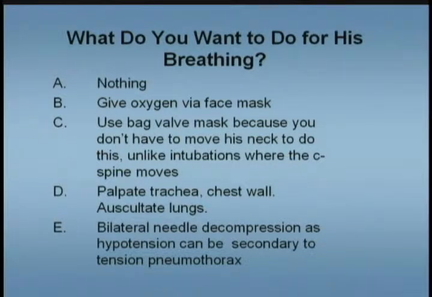Okay? If I found that his trachea was pushed to the side, to the left, let's say, and he had no breath sounds on the right, and he was turning blue and cyanotic, and his blood pressure was dropping in front of me, well, then I would know he would have a tension pneumothorax on the right from his injury, and that's when I would do the needle decompression of the chest.